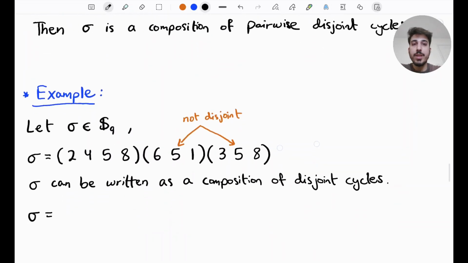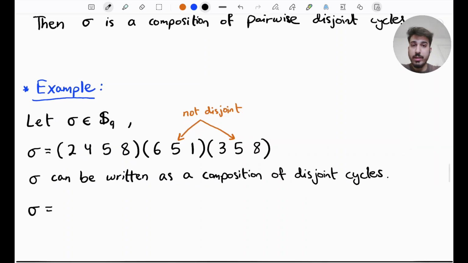So let sigma be a permutation of S9. So we have 9 elements in our set, and we have a permutation that permutes these 9 elements. Sigma here is described to be 2 going to 4, 4 going to 5, 5 is sent to 8, and 8 is sent to 2. 6 is sent to 5, 5 is sent to 1, 1 is sent to 6. 3 is sent to 5, 5 is sent to 8, and 8 is sent to 3. This completely describes sigma for us.